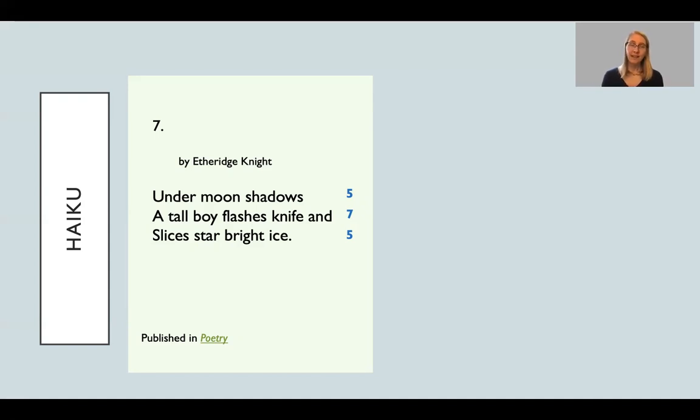So here, Knight is kind of taking that idea of nature, the natural, and pulling it into a world that he knows, right? Starting with "under moon shadows," which gives us some imagery that places us in a scene. And he brings in an element of potential violence and danger. And then he leaves us with an image, perhaps a metaphor, "slices star bright ice."